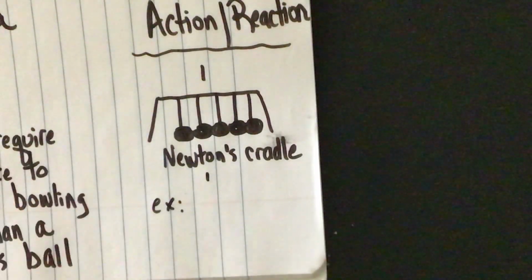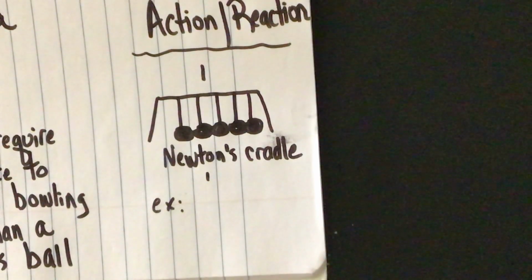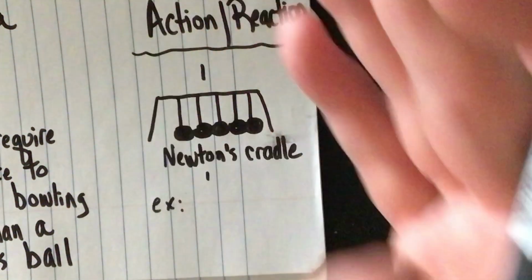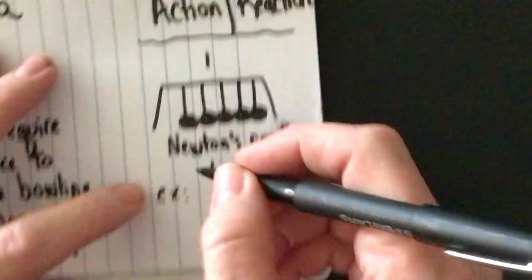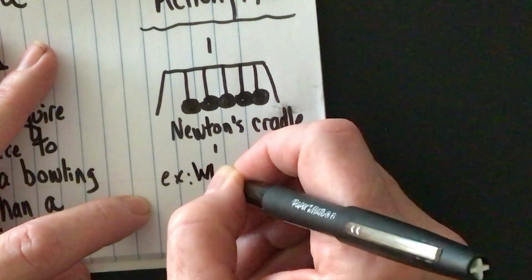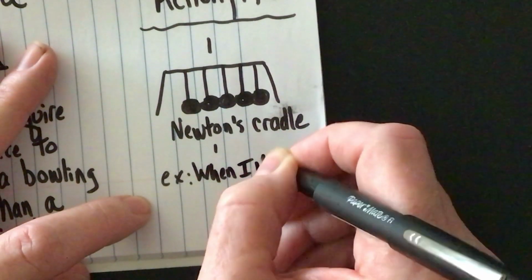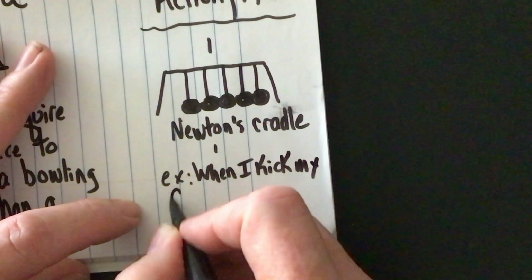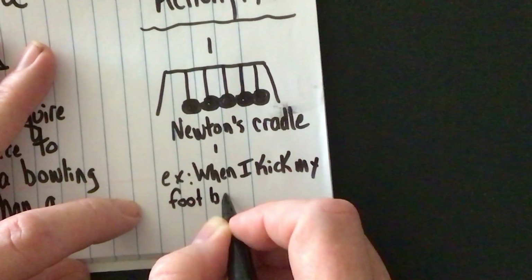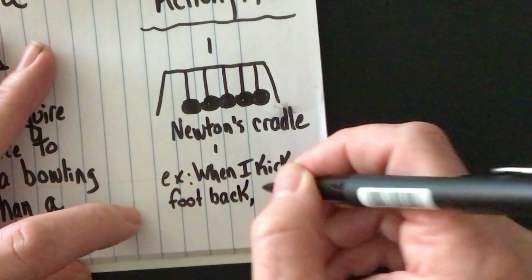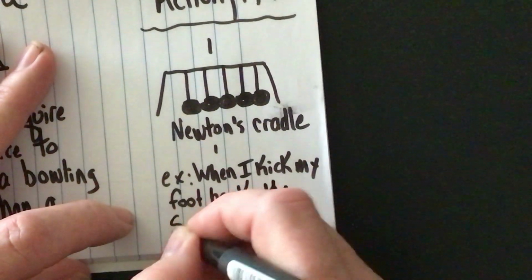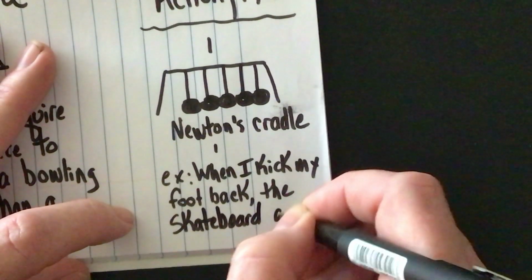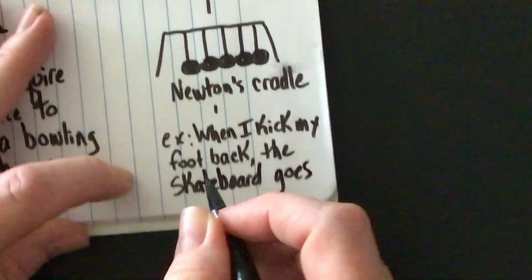Okay, if you're on a skateboard and you kick your foot back, what does the skateboard do? Goes forward. Good. So we're going to write, when I kick my foot back, the skateboard goes forward.